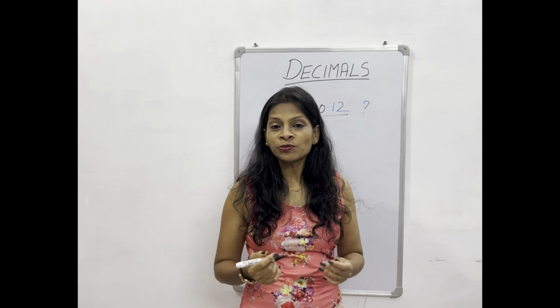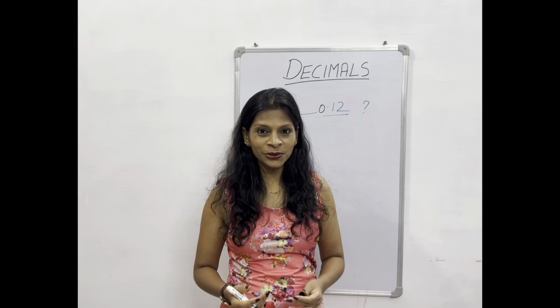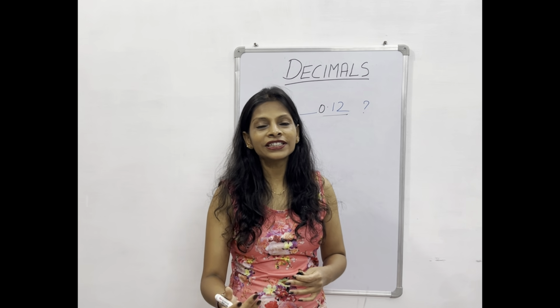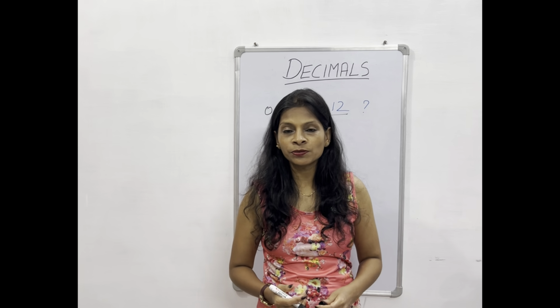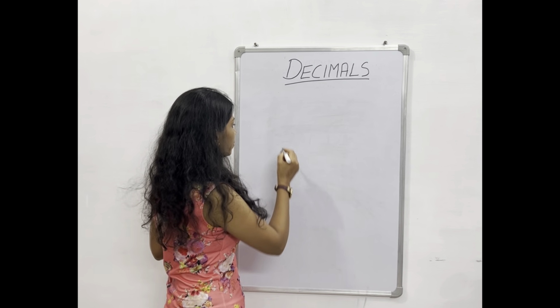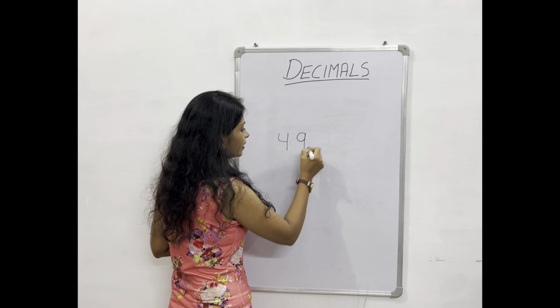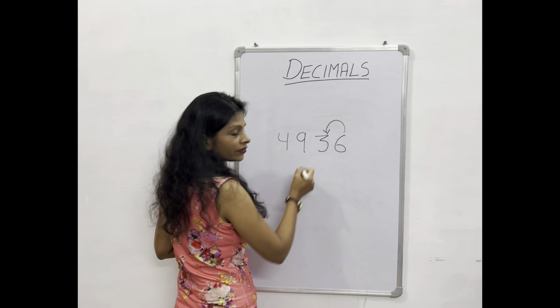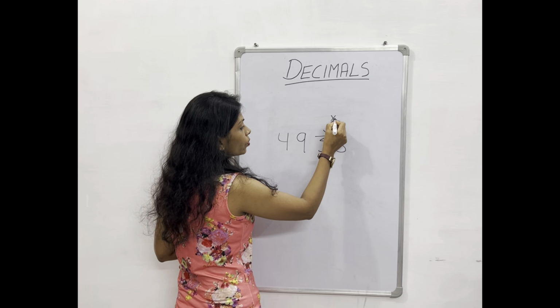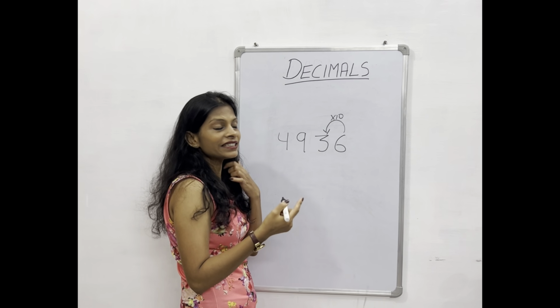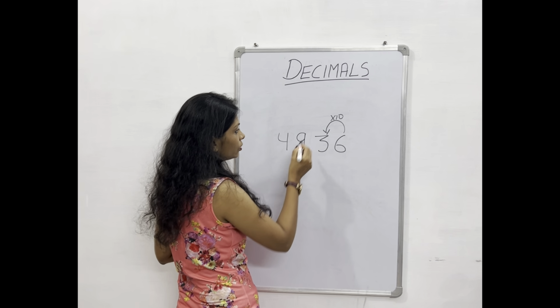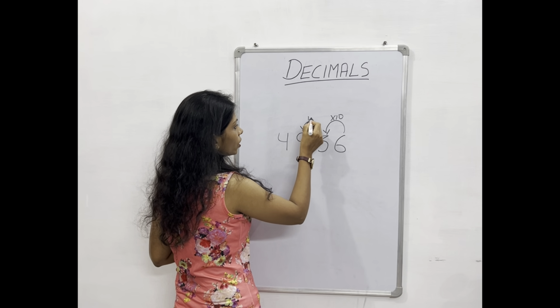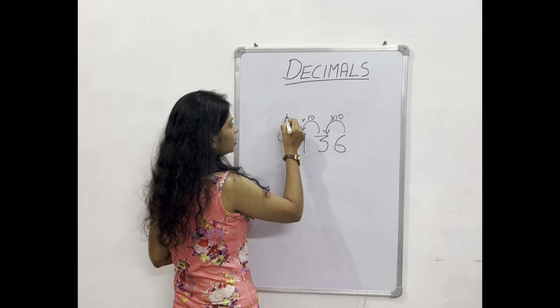In the previous lesson, we learned that decimals represent parts of the whole, and now we are going to go further and understand the place value of decimals in this video. So if I have a whole number 4936, as I move from the right towards the left-hand side of the digits, each digit is 10 times the previous place value, and so on and so on.